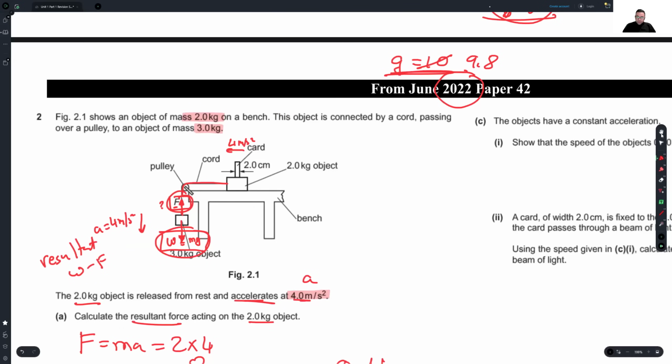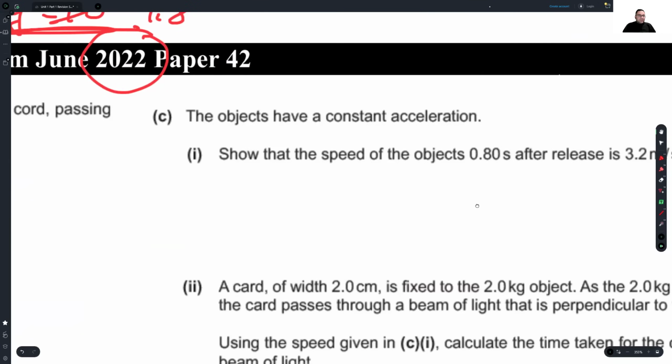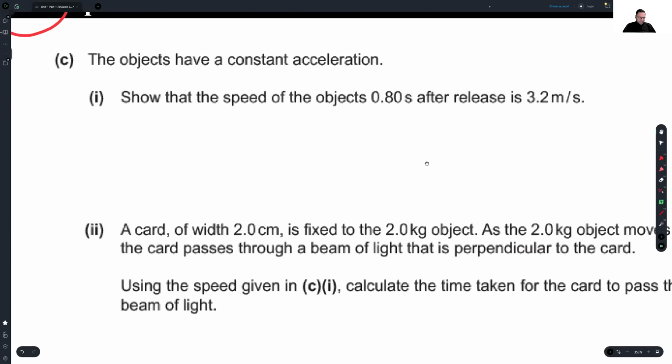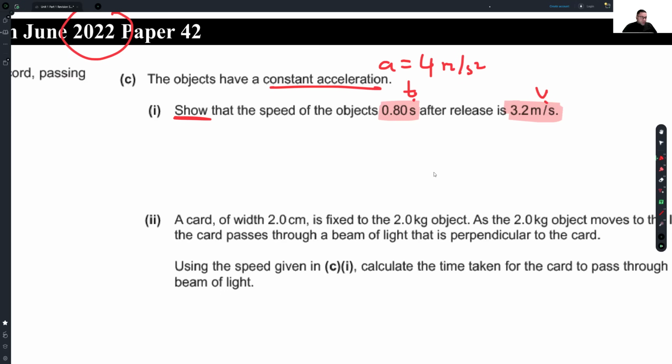Now, the question is not over, because it has a part C. The objects have a constant acceleration. We know that. Thank you. Show that the speed of the objects after 0.8 seconds after release is 3.2. He's giving me the time. He wants the speed. Guys, what was the acceleration from the previous step? Acceleration was 4, right? Meters per second squared. And we have the time. He wants the speed. Show questions are just like calculate questions, but he's given you the final answer. Maybe because I'll use it in the next bit.